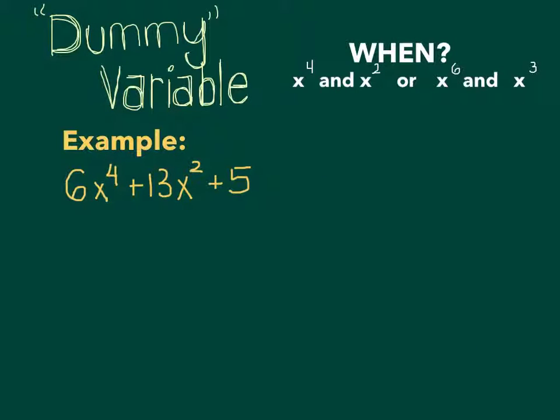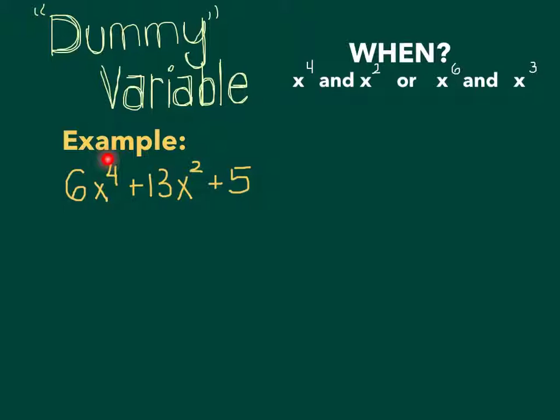The second type of factoring method I like to call the dummy variable. The basic idea is that we're going to introduce a new variable to take the place of x that will help us factor our polynomial. So this is particularly useful when you see something like x to the fourth and x squared, or x to the sixth and x to the third, or maybe x to the eighth and x to the fourth. Basically, as long as one exponent is half of the other exponent.